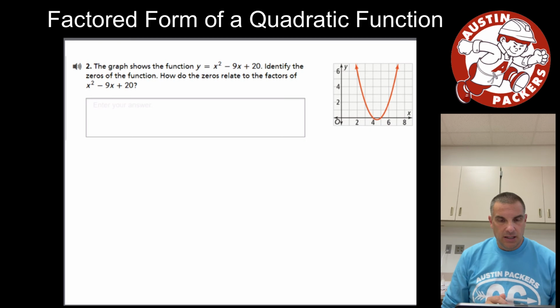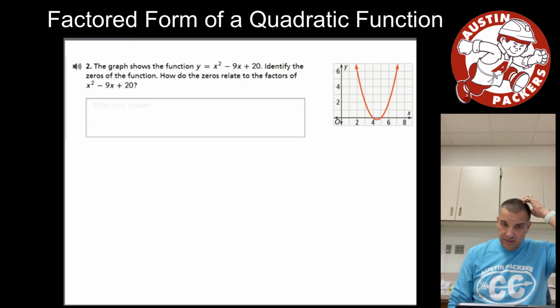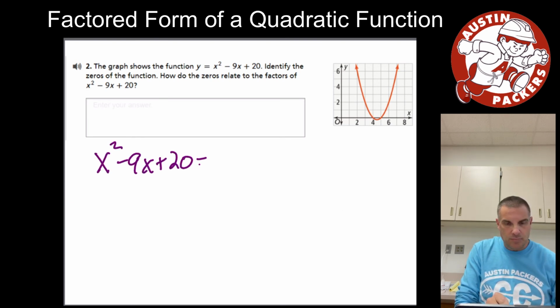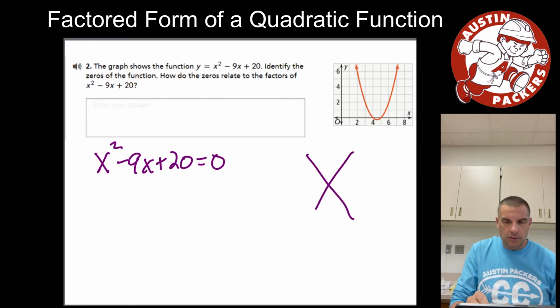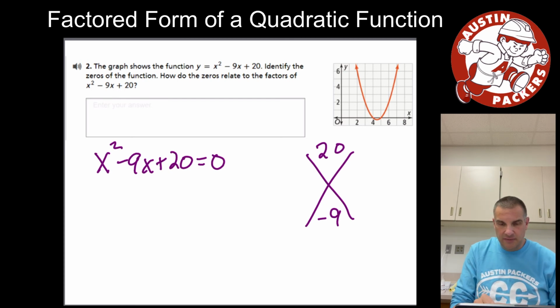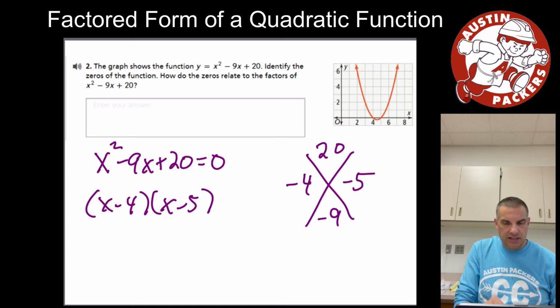So we've got, the graph shows the function x squared minus 9x plus 20. Identify the zeros. So we're going to go ahead and set it equal to 0. So we've got 20 and -9. So that means they both have to be negative. So -4 and -5. So x minus 4, x minus 5.